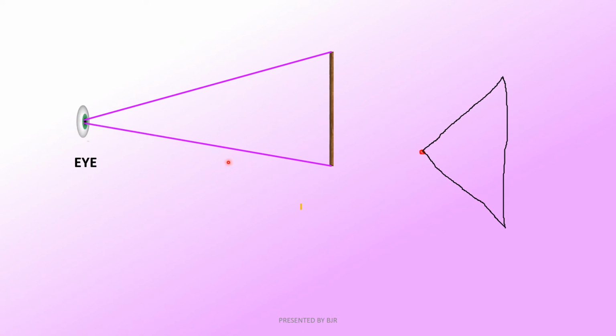So these two line segments are making some angle at the eye. This is nothing but the angle made by the stick at the eye. Let us measure how much angle it is making. Yes, it is around 30 degrees. So this much angle is made by this line segment at the eye.